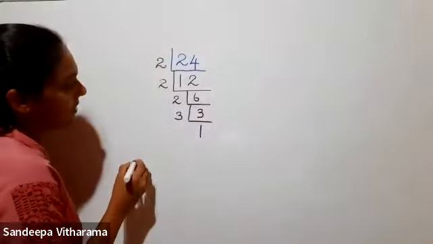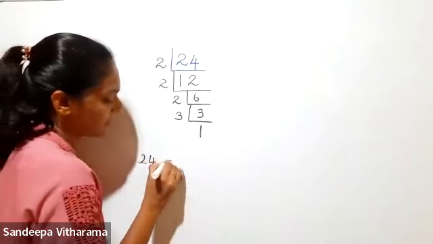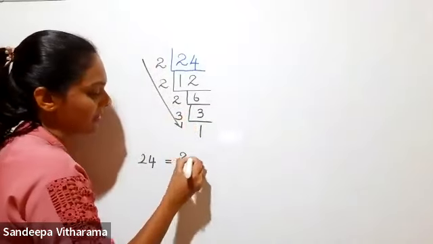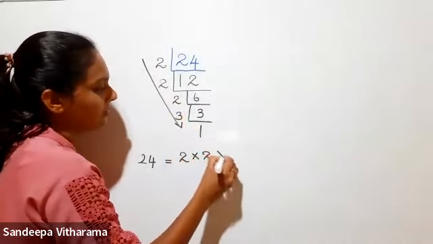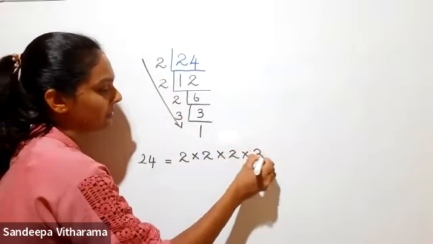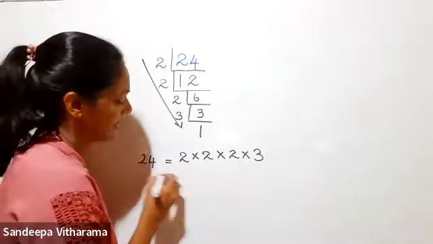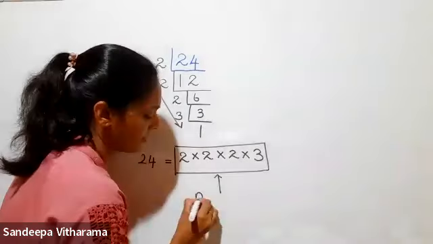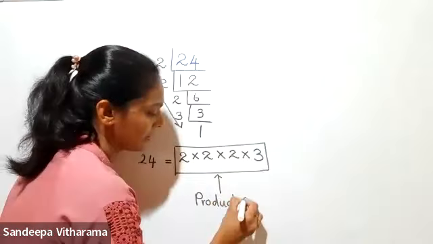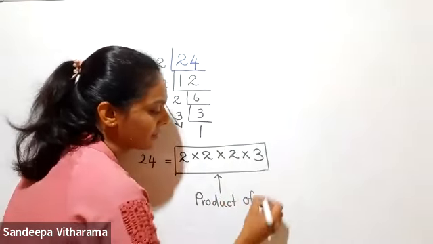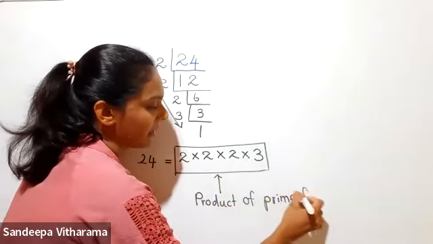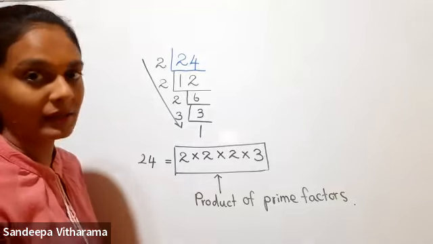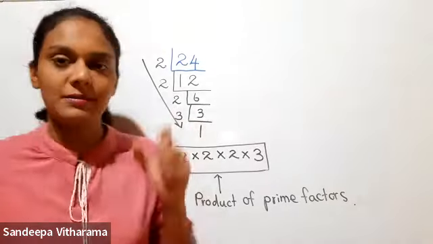Okay? Then we can write that 24 is equal to, we take all these prime factors to multiply, 2 into 2 into 2 into 3. This is what we call a product of prime factors.